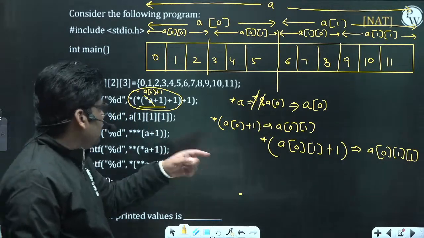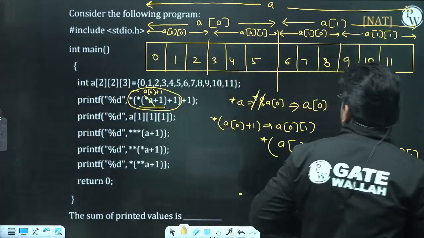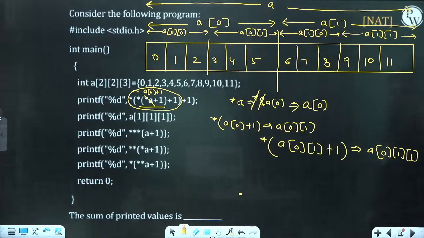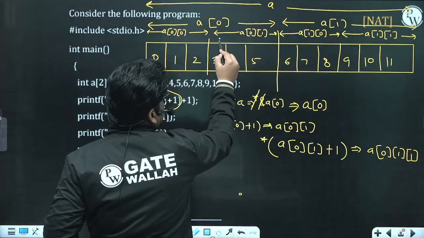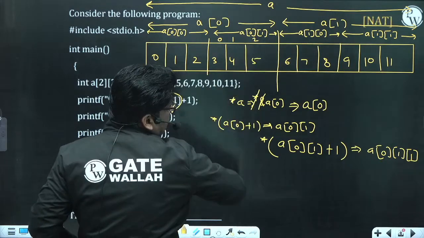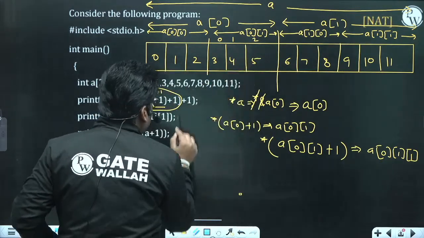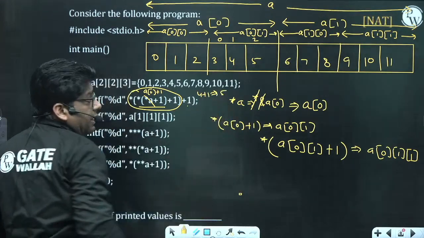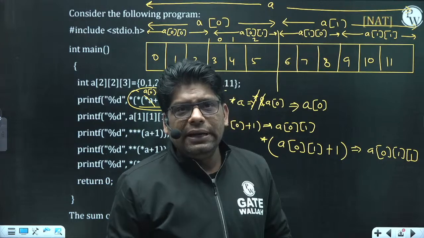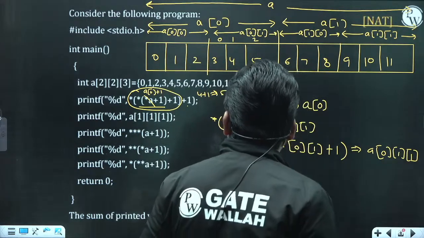Tell me what is this value? Quickly tell me. Sir, this value would be A01. See, A01, this is the first element, this is the second element, this is the third element. A011 is 4, but we are having another 1. So, can I say 4 plus 1? The right answer for the first printf is 5. Can I say the right answer for the first printf is 5?